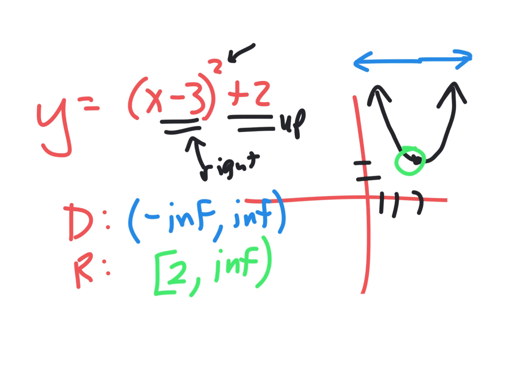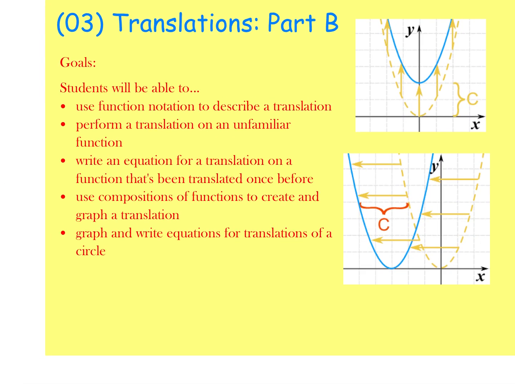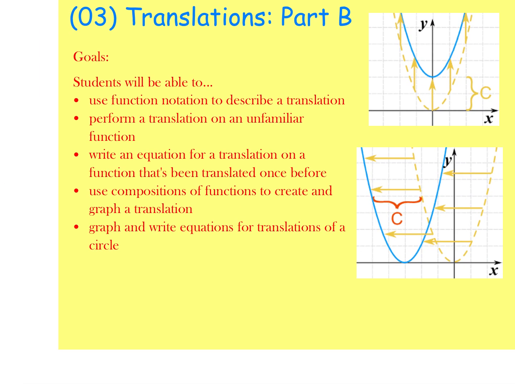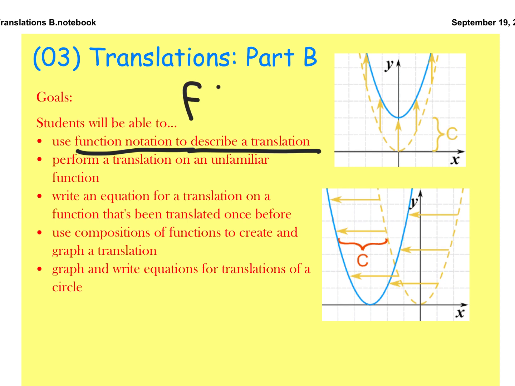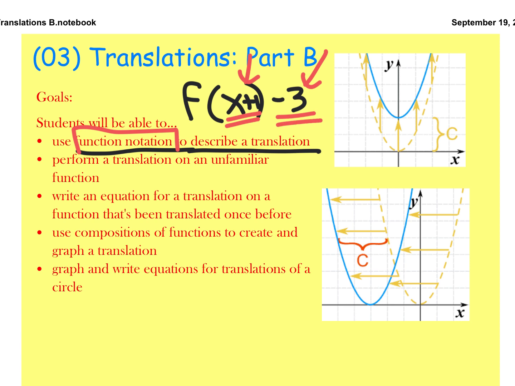All right, now we're going to get into the actual notes for today. The main thing is we are trying to use function notation to describe a translation. What that really means is like this. If I say f of x, that's a function, right? If I say f of x plus 1 minus 3, that means it's been moved 1 to the left and down 3. That's how you do it with function notation. You just say f of x and then do your changes on the inside, horizontal on the inside, and vertical on the outside.